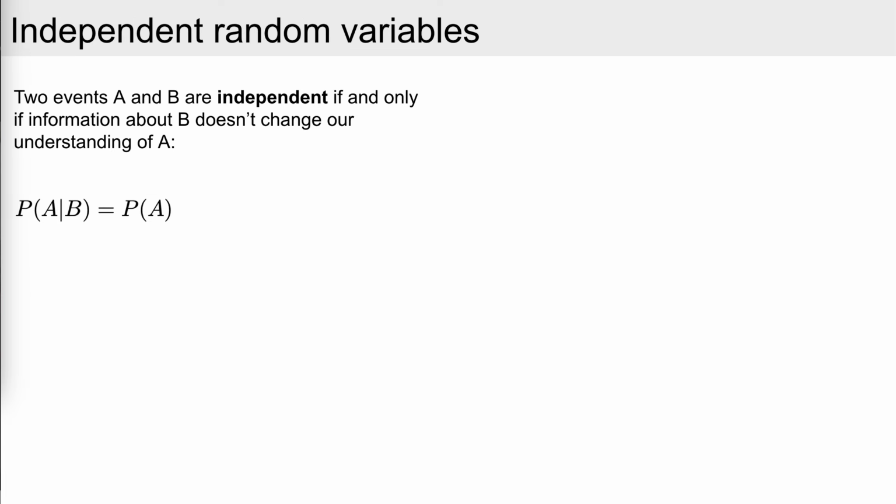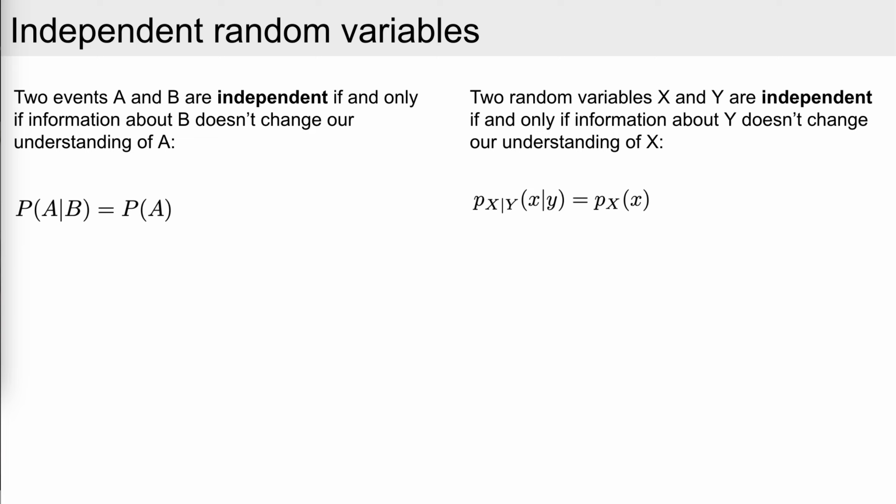In general, recall that we said two events A and B are independent if and only if information about B doesn't change our understanding of A. That is, the conditional probability of A given B equals the marginal probability of A. Similarly, two random variables x and y are independent if and only if information about y doesn't change our understanding of x. That is, the conditional PMF of x given y equals the marginal PMF of x.